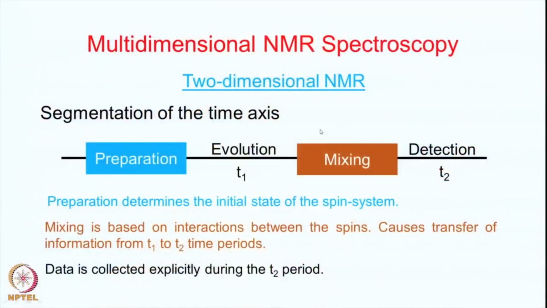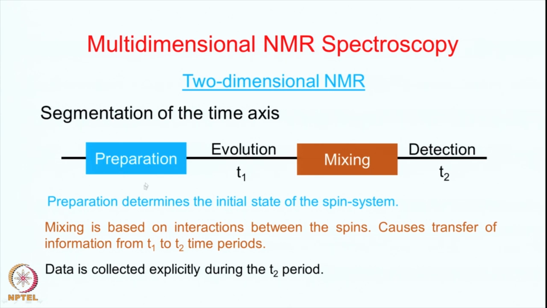The basic concept of 2-dimensional NMR, as I mentioned to you, is in the segmentation of the time axis. This is called the segmentation of the time axis. Here you have the time axis, and now you actually divide this time into 4 different periods. I will explain to you what these periods are. This is the so called preparation period, then this is followed by an evolution period, then a mixing period and a detection period.